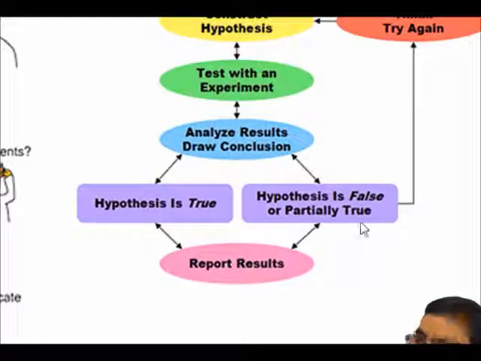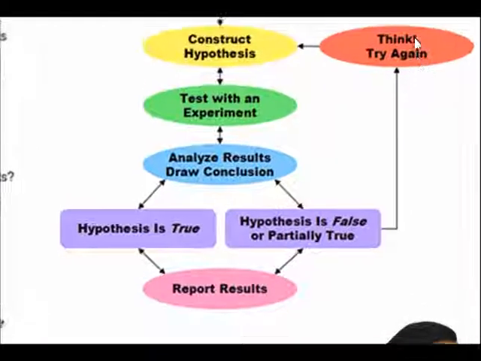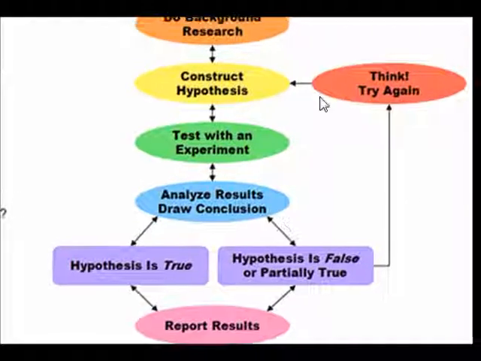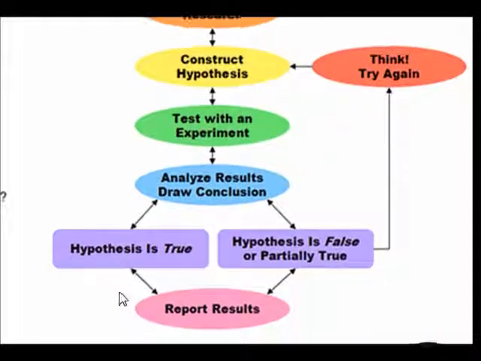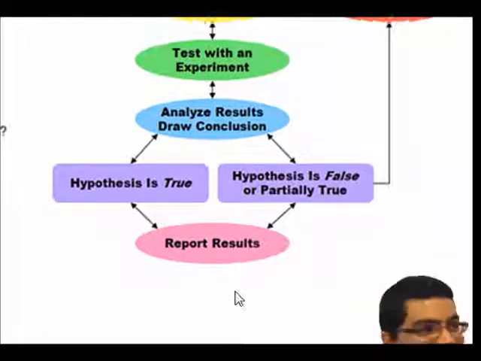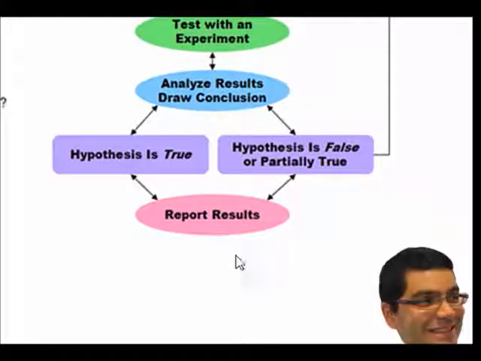But if it's partially true, even if it's a tiny, tiny amount of discrepancies, then you may have to think again, try again, and go back in circles again and again and again and again until you are completely satisfied that our hypothesis is true and that you can report it to the scientific community or to whatever community you're part of.